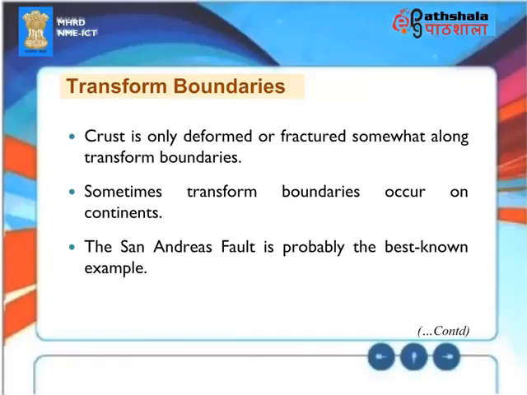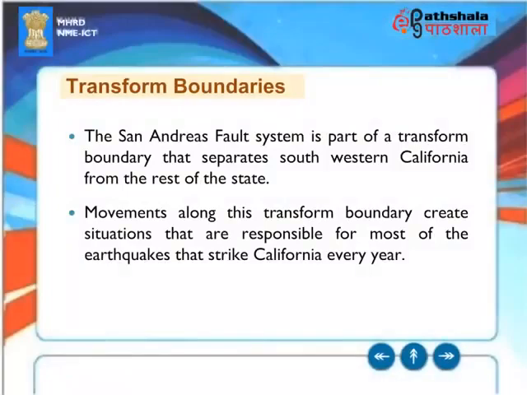The San Andreas Fault is probably the best known example. The San Andreas Fault system is part of a transform boundary that separates southwestern California from the rest of the state. Movements along this transform boundary create situations that are responsible for most of the earthquakes that strike California every year.